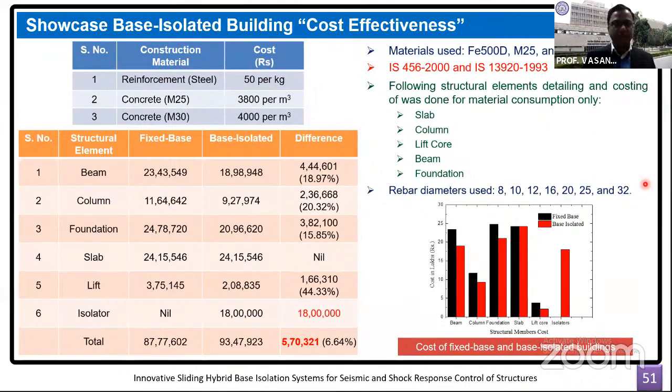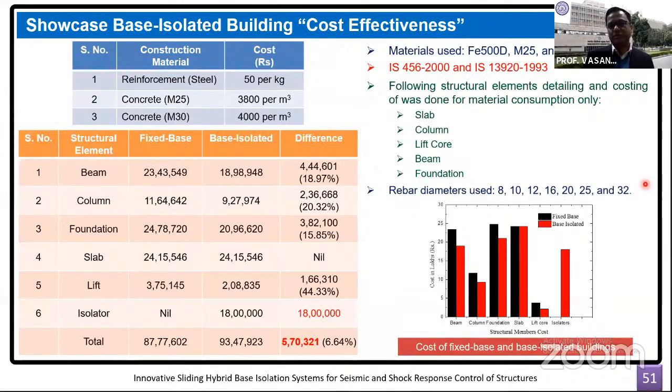So we assume the current cost of steel as 50 per kg, M25 concrete 3,800 rupees per meter cube, and the M30 grade of concrete 4,000 per meter cube. And first we conducted a comparison of cost between the fixed base building and the base isolated building. Please note, this is only the material cost.